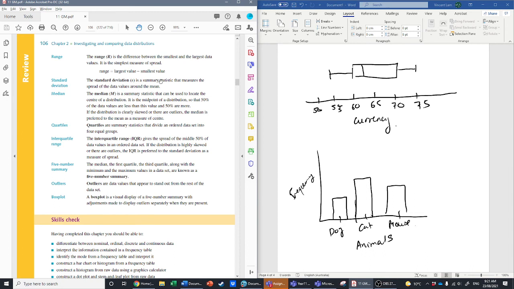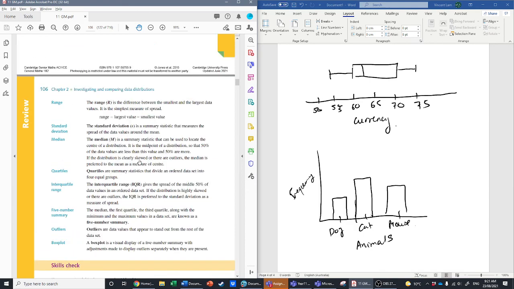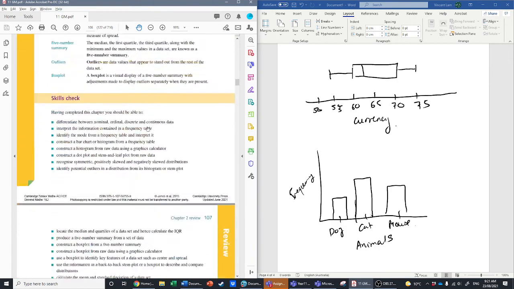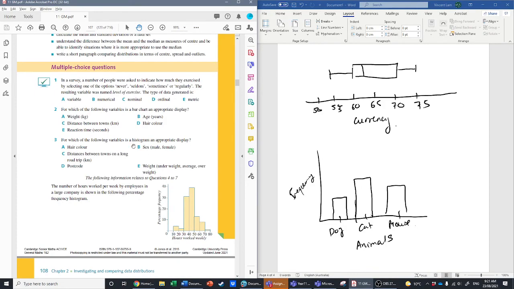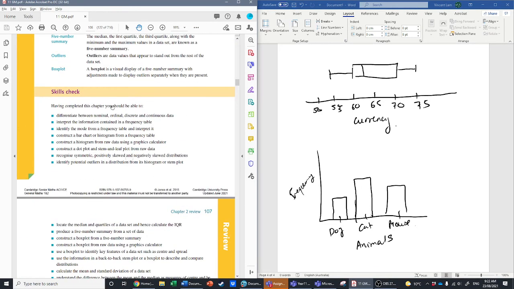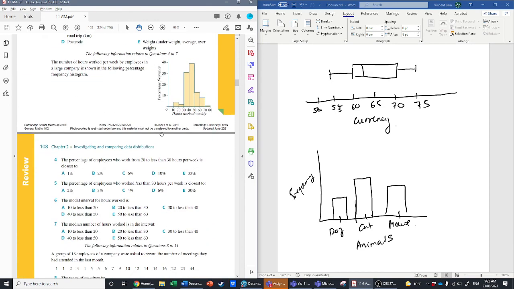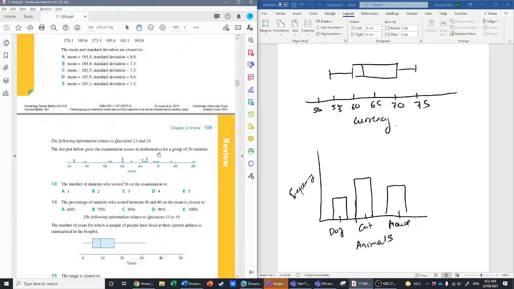Alright, I'll give you the remaining time to work on some of the questions and to go over this chapter review section. Going through this is a good idea, so you can just tick off everything and make sure it's in your book. Once you've done that, you can start doing the questions. There seems to be a skill check here as well, so you can tick all those off as well. Once you've done that, you can start all the questions.